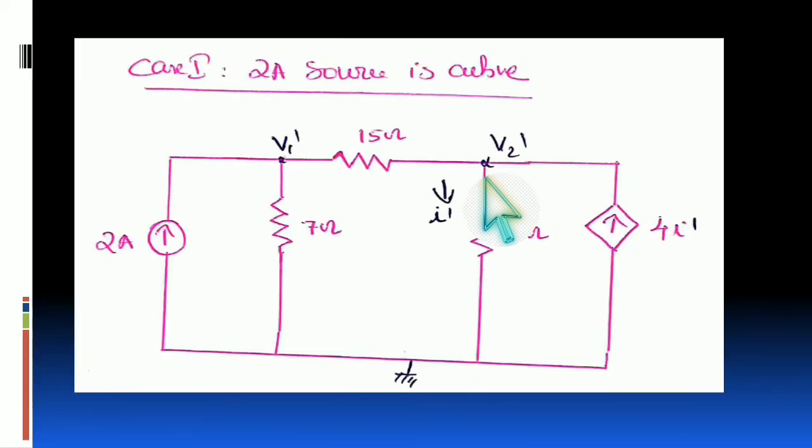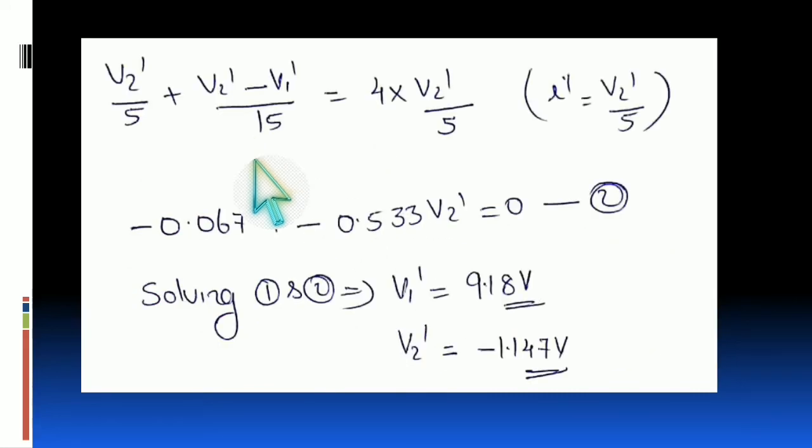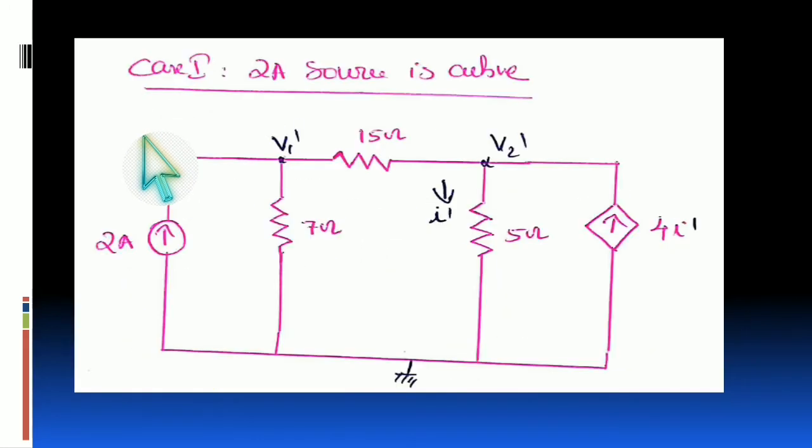Next, consider node V2 dash. At V2 dash, we have one incoming current 4I dash. Then 2 unknown currents. The unknown currents are the current through this 5 ohm and that through this 15 ohm. One end of this 5 ohm is at potential V2 dash and the other end is at 0 potential. Correspondingly, the current through this 5 ohm from V2 dash to the reference node can be written as V2 dash by 5. Next, one end of this 15 ohm is at potential V2 dash and the other end is at potential V1 dash.